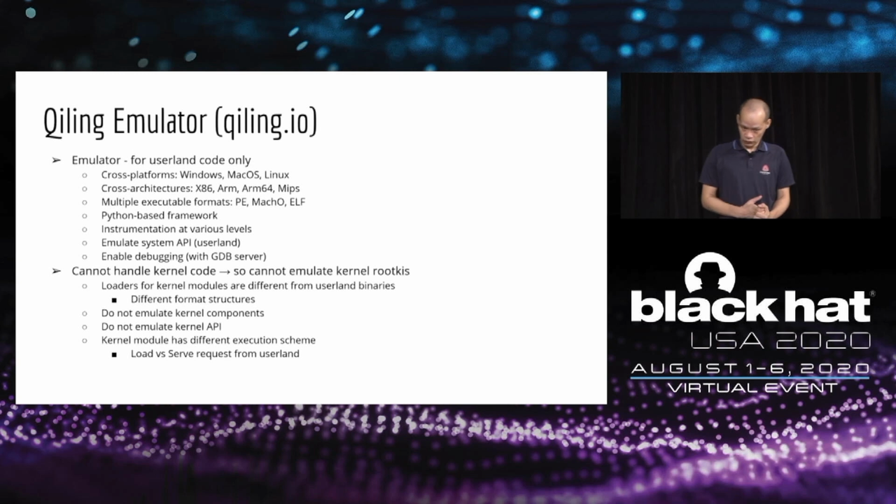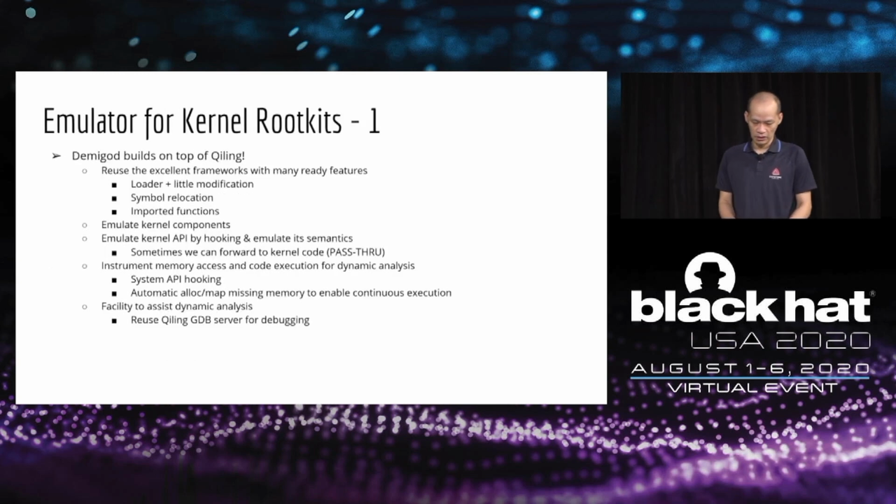So the idea is that we fork the Qiling emulator and we build Demigod on top of Qiling. Because of that, we can reuse many existing nice features of Qiling. So we can reuse the loader of Qiling with little modification. You can reuse symbol relocation. You can reuse imported functionalities inside the Qiling loaders. But we need to build many of our own tools because Qiling does not have those features.